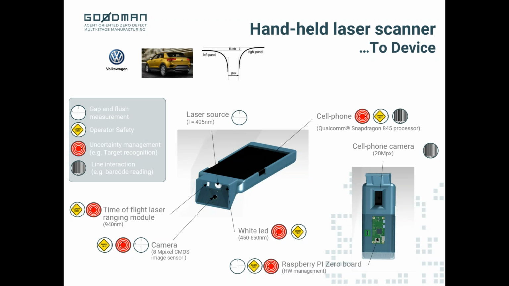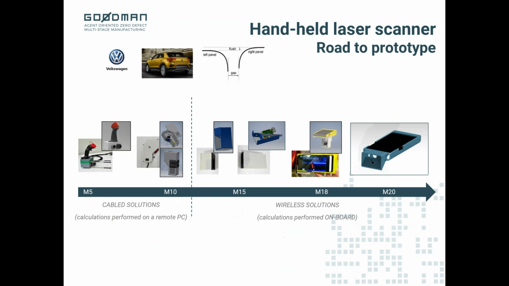And the cell phone itself is used for performing calculation and for ensuring interaction with the line. So we are exploiting, for instance, the cell phone camera in order to scan the barcode of the car that is actually the one which is measured by the operator. Of course, this has been a long journey towards the definition and implementation of this solution.